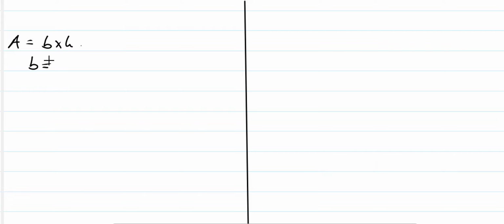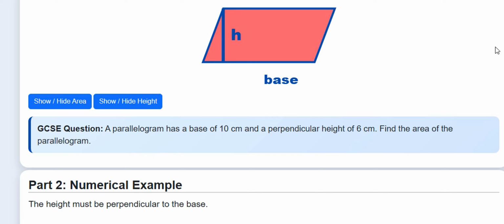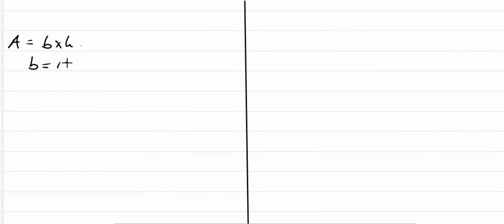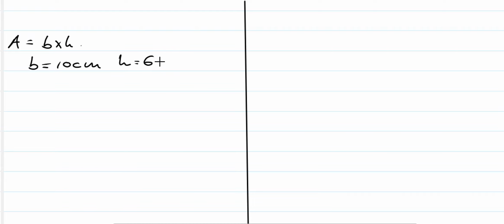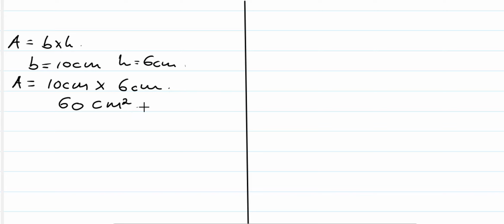But you already know the base, which is 10 centimeters, and the height, H, is 6 centimeters. Yes, 6 centimeters. So to find the area of that parallelogram, it will be 10 centimeters from base multiplied by height, which is 6 centimeters. So 10 multiplied by 6 is 60. But now you see these centimeters multiplied by these centimeters, it will be centimeter squared. So that becomes the area of that parallelogram.